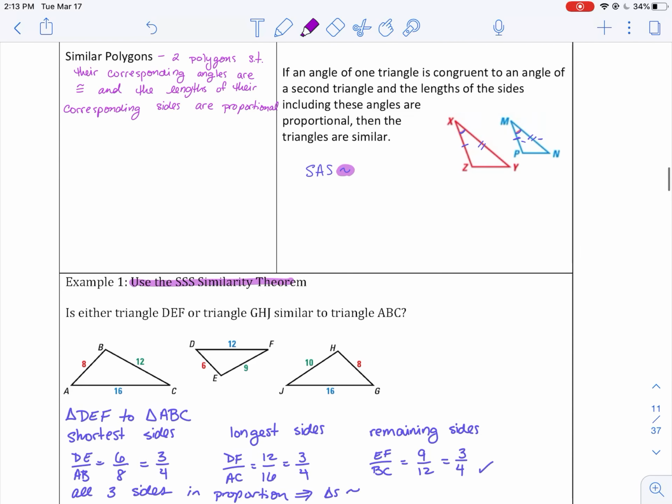Okay, great. When we compared, we ended up with all three of the sides being in the ratio of 3 to 4. So that tells us that the triangles have to be similar. They are similar by side, side, side similarity.